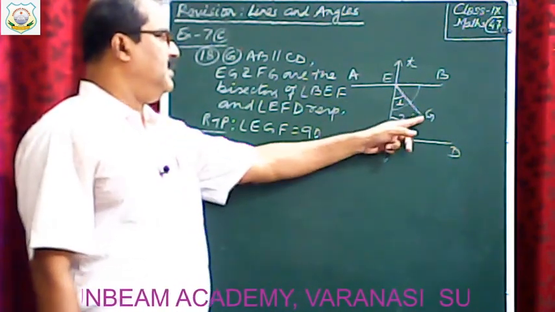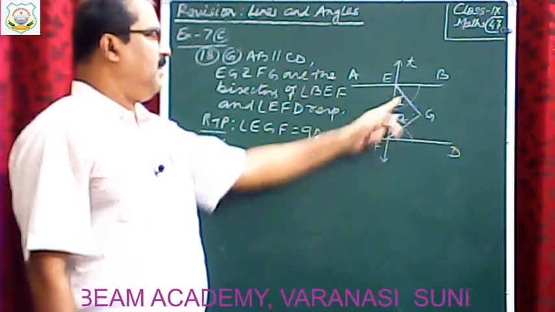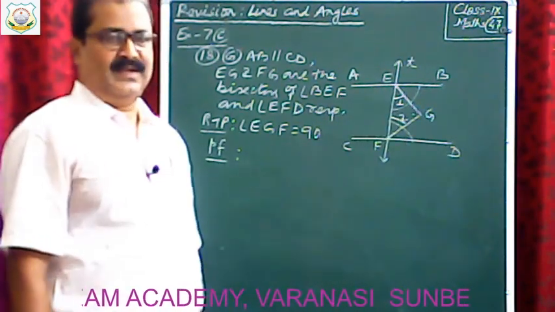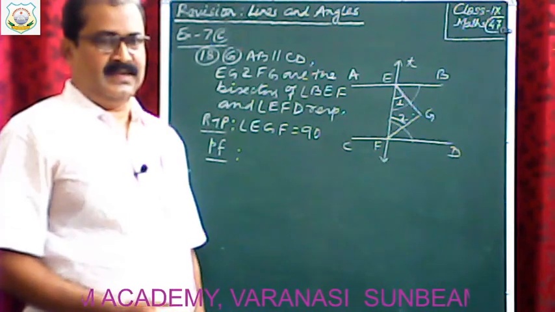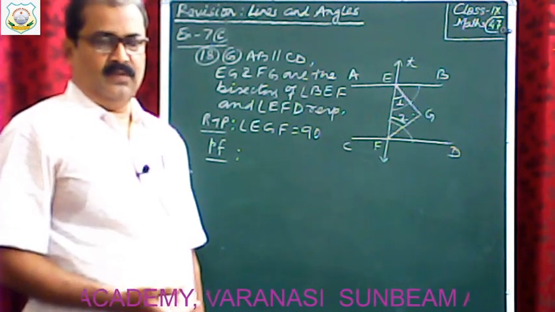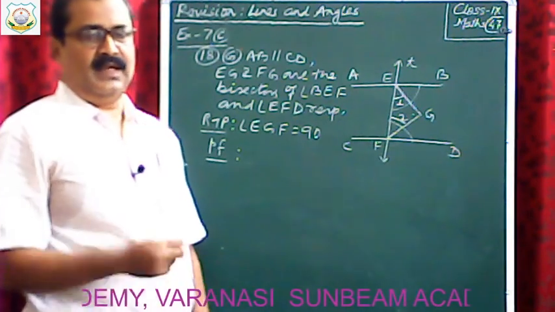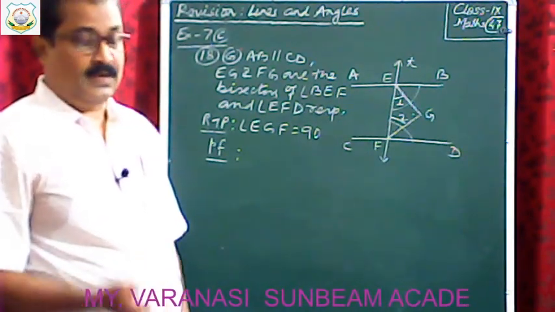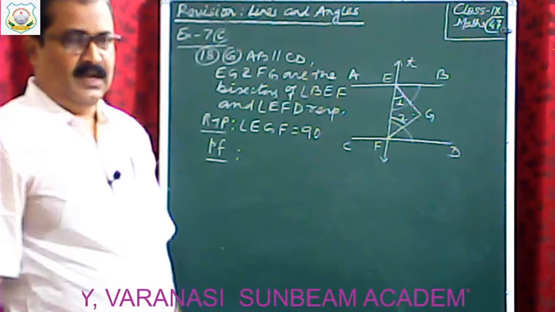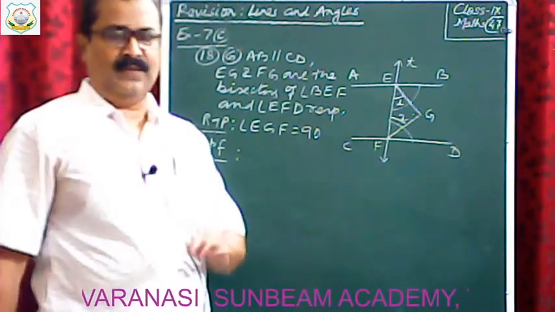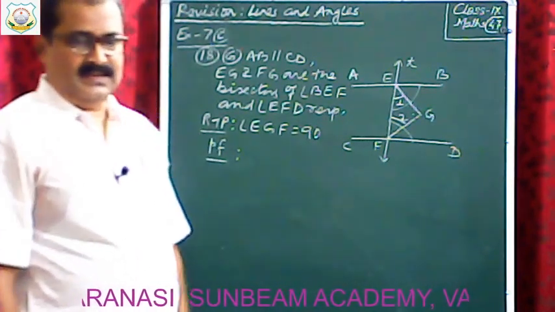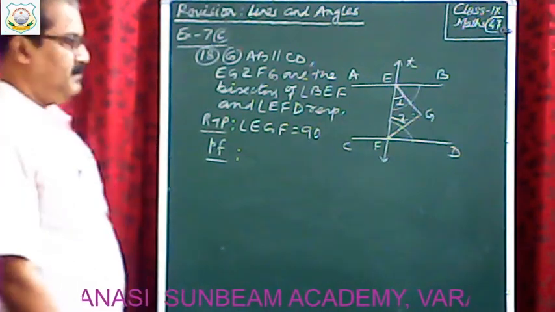Thereafter, in triangle GEF, angle 1 plus angle 2 plus angle G equals 180 degree. Angle 1 plus angle 2 you get 90. Using that value, we get 90 plus angle G equals 180. Angle G equals 180 minus 90, that is 90. So nothing else. You have to use only one angle property of parallel lines, that is co-interior angles.